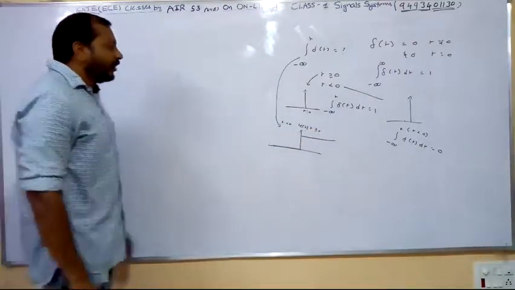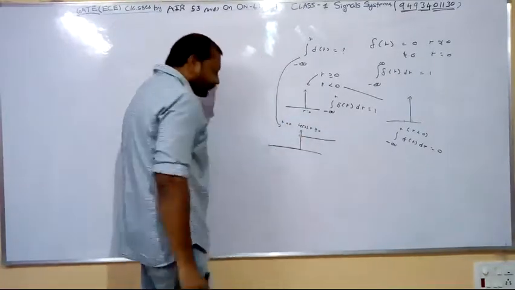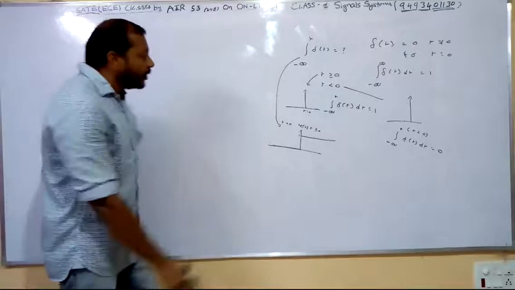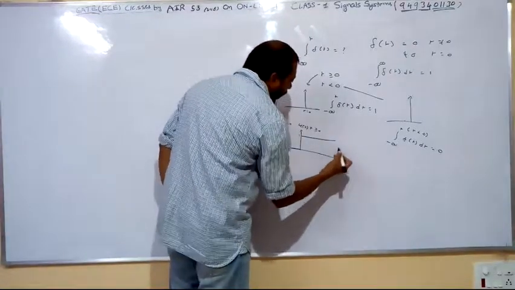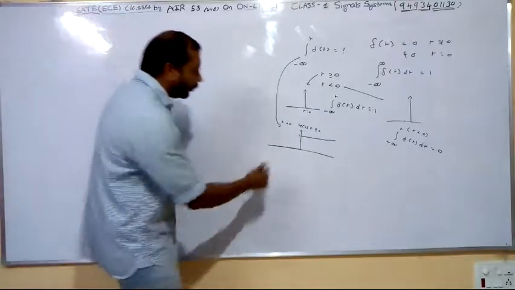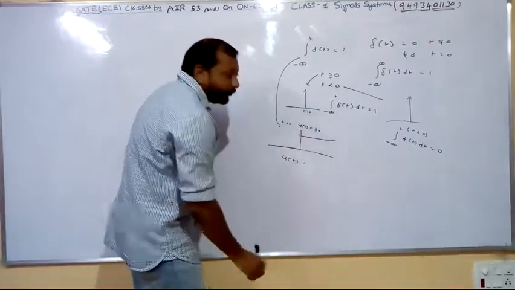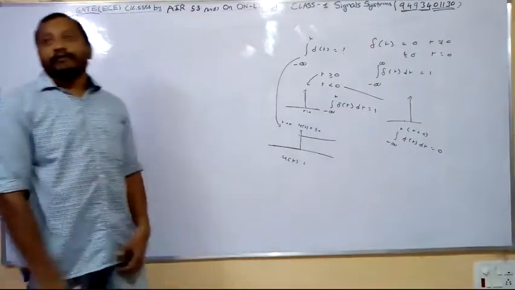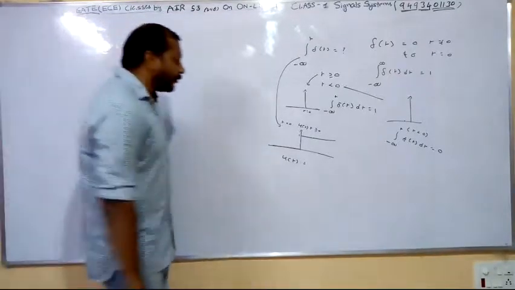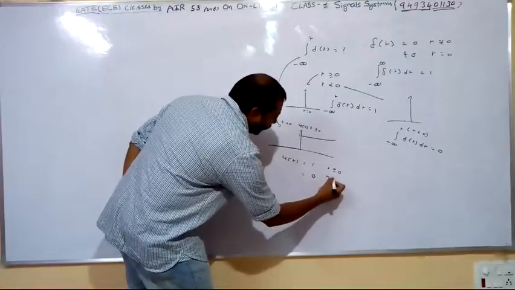This u(t) has a uniform magnitude of one unit when t is greater than or equal to 0, and equals 0 for t less than 0. So we can write the unit step signal, a step signal of 1 unit: u(t) is equal to 1 for t greater than or equal to 0, and equal to 0 for t less than 0.